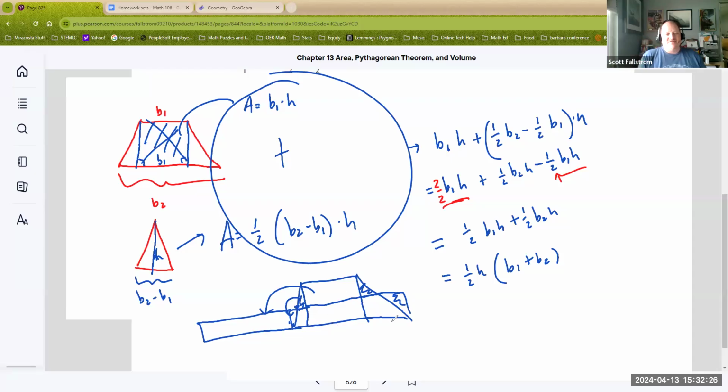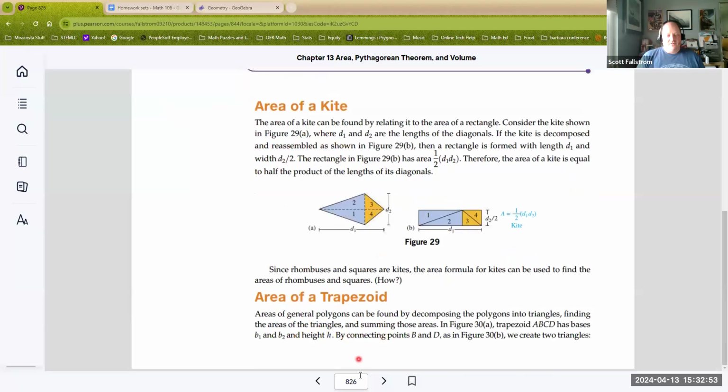But at the end of the day, what you're going to see is that at the bottom, you have half of the height, right? And then you have base 1 plus base 2 doubled. And so that becomes the issue at the end. So that's why you get the same exact formula. So there's the trapezoid. There we go.